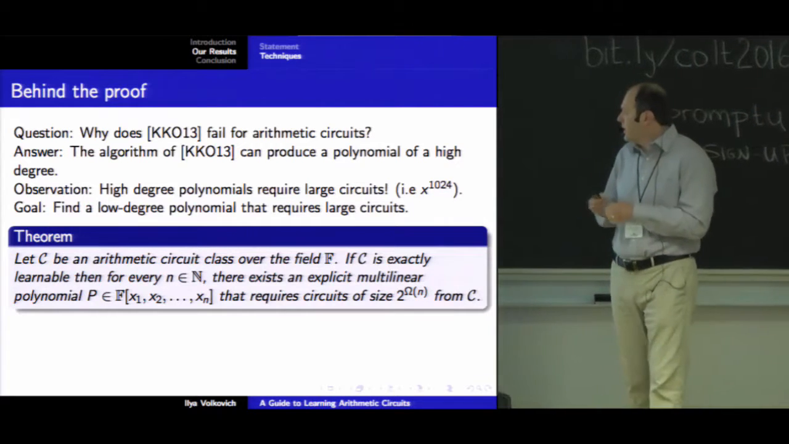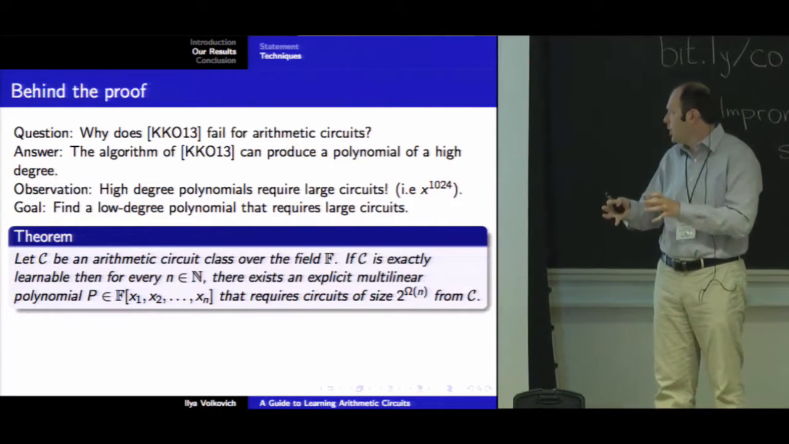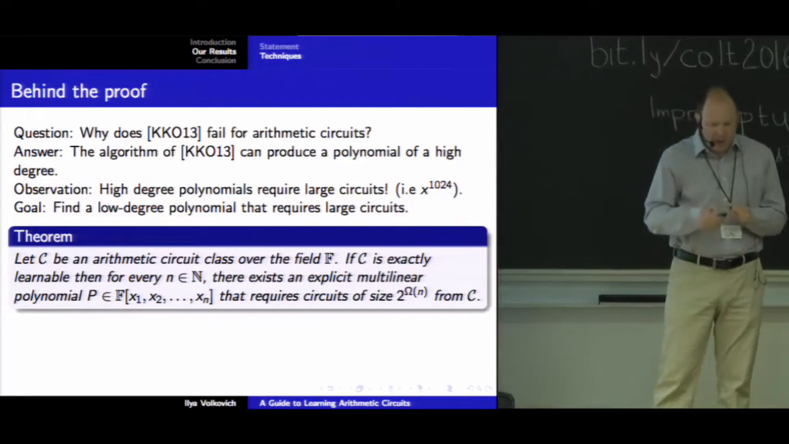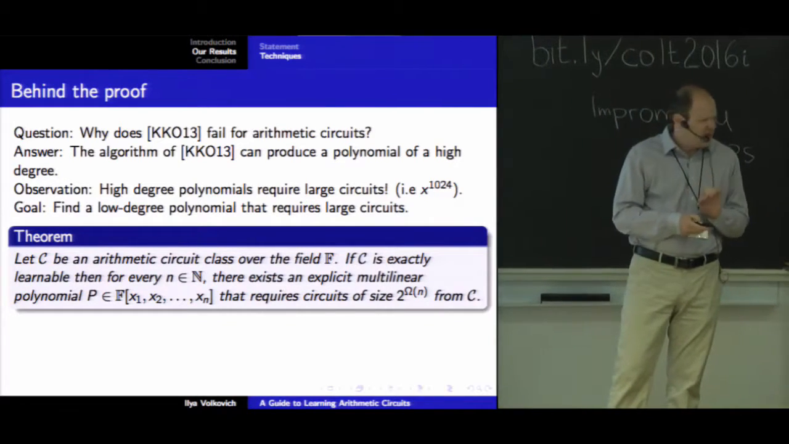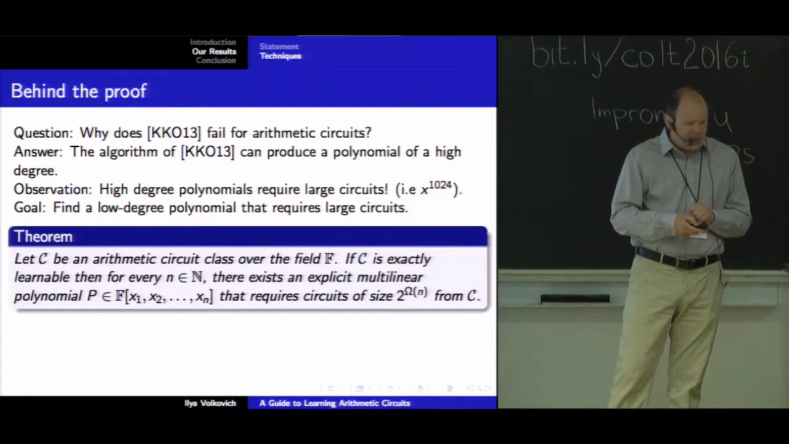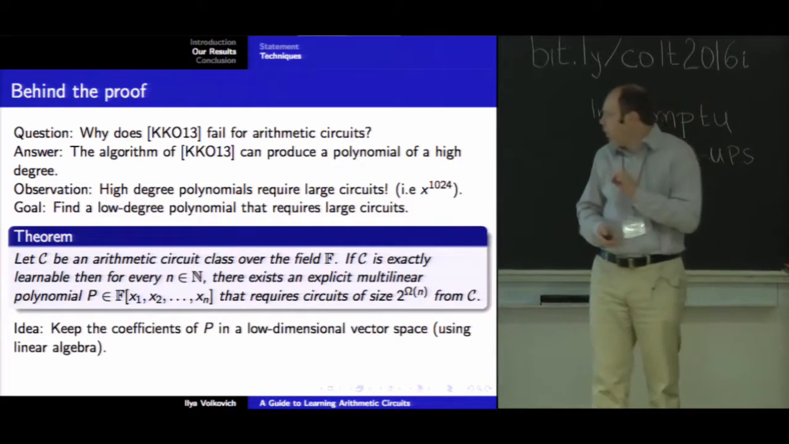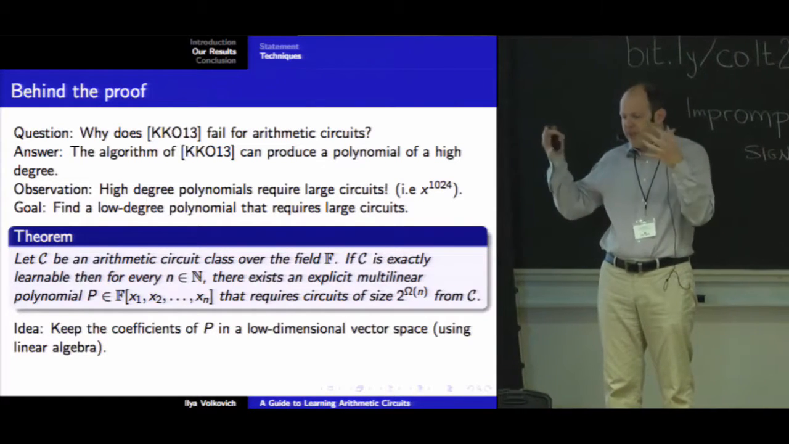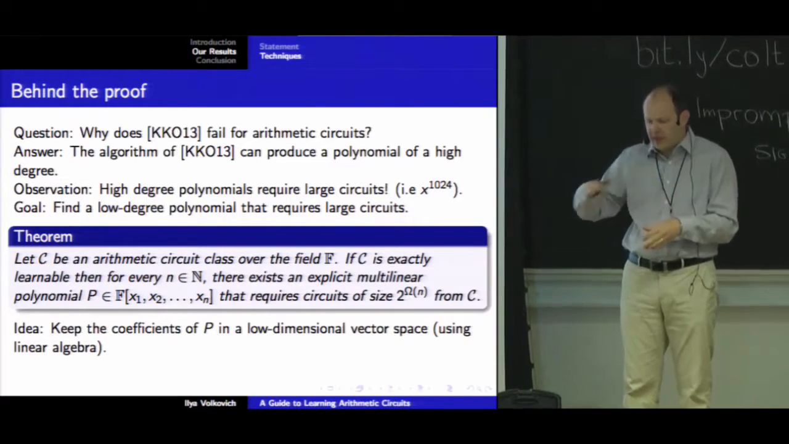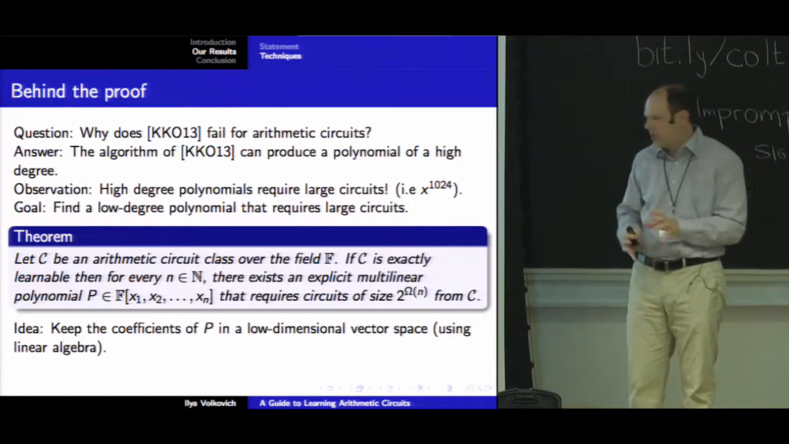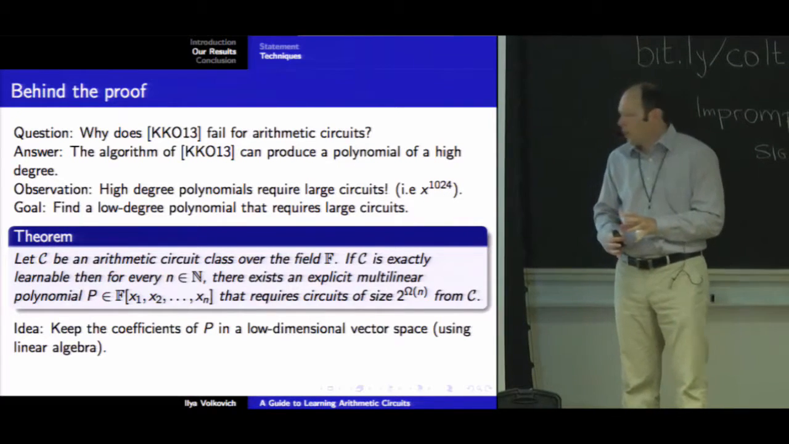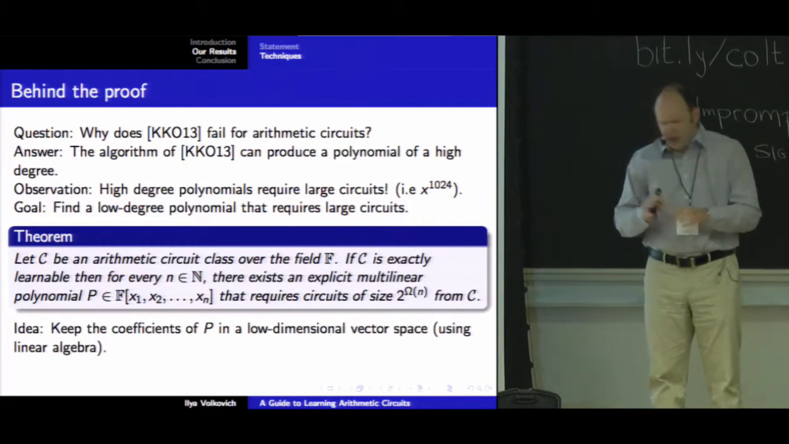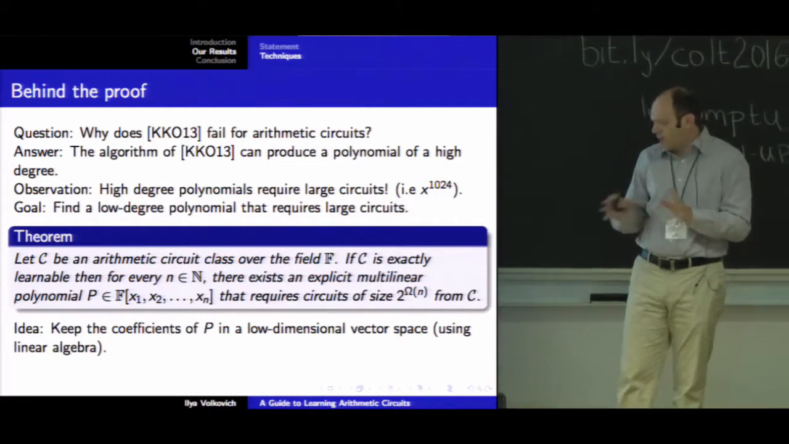For every circuit class, if we have a learning algorithm for the class, then we get a multilinear polynomial that requires exponential circuits. This is the more technical, elaborate result. Just one word on how it works. If you think about polynomials as vectors in a linear space, multilinear polynomials live in a low dimensional vector subspace. So what we show is that we ensure that the outcome of this algorithm lives in a low dimensional vector space using linear algebra.